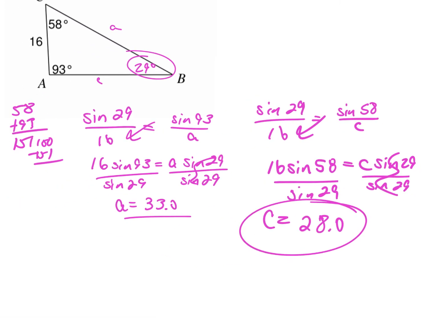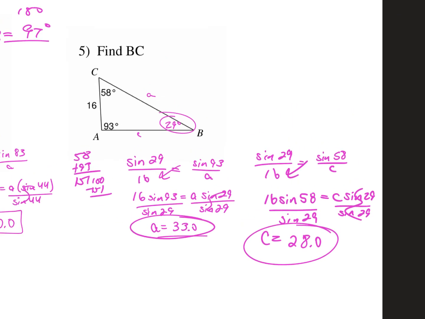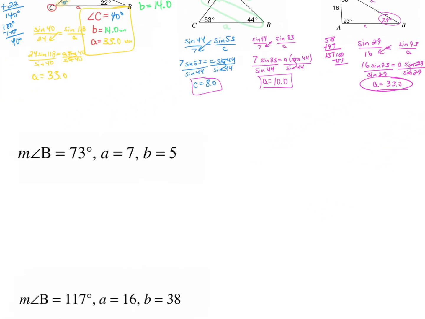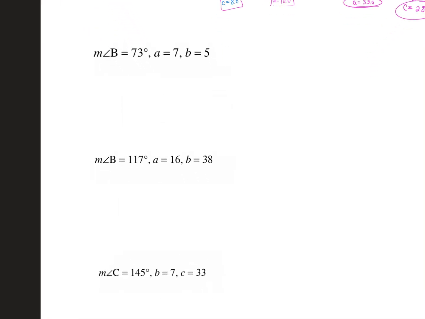Perfect. All right, questions on those first three. We were given two angle measures. We had to find the third angle and the other two sides. Everybody okay? All right, these next three are a little different. They're a little different in a few different kinds of ways. So let's look at how they're different.